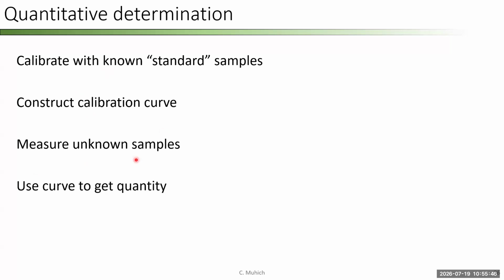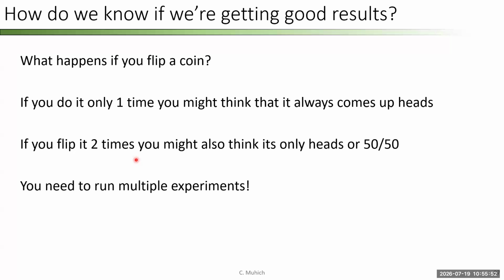All right, now that we have a good idea of determining what we have and how much we have, I'd like to turn and say, how do we know if we're getting good results? Right, so if I do two different extractions, for example, are they the same or are they different?